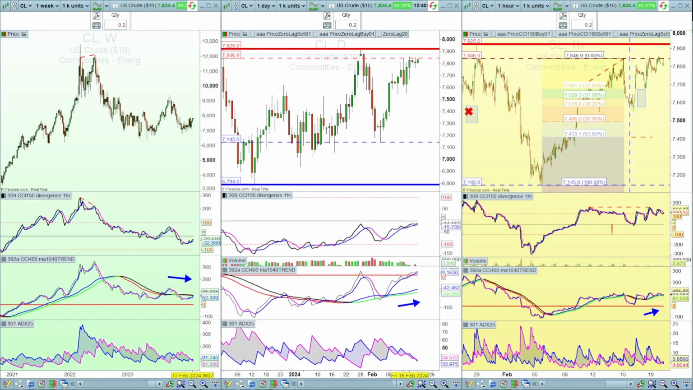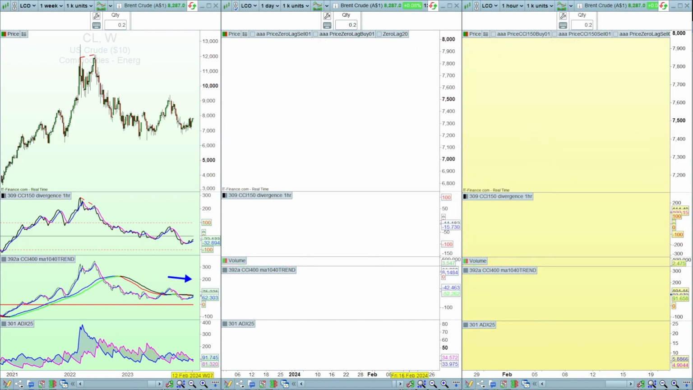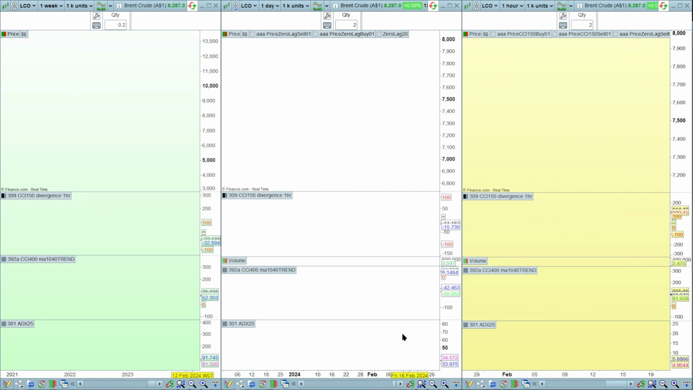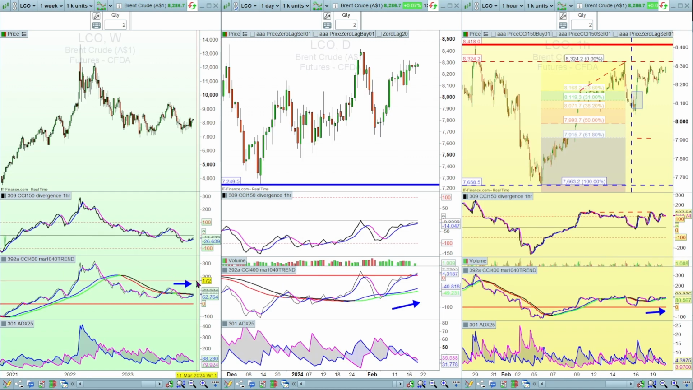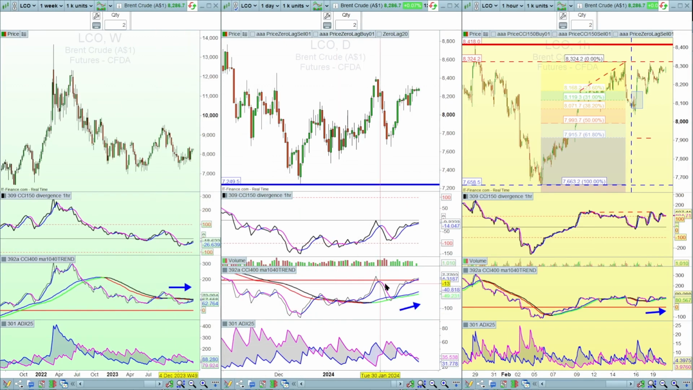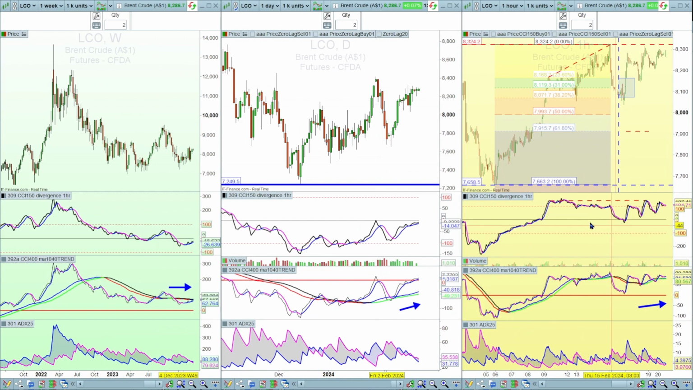Next we're going to jump to the Brent Crude price LCO analysis, and when it starts building this, it takes a bit of time sometimes. Okay, Brent Crude is very similar to the US crude. We've got sideways movement on the weekly, slightly bullish movement on the daily, and we also have a bearish divergence on the hourly, same as the US crude price.